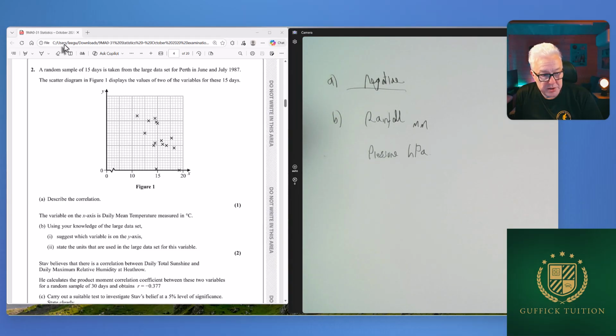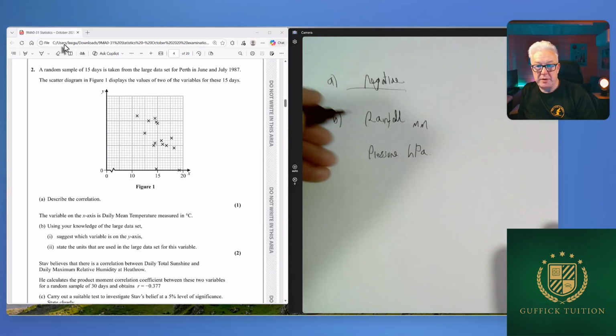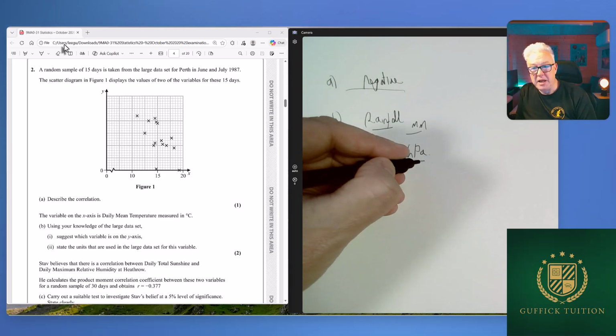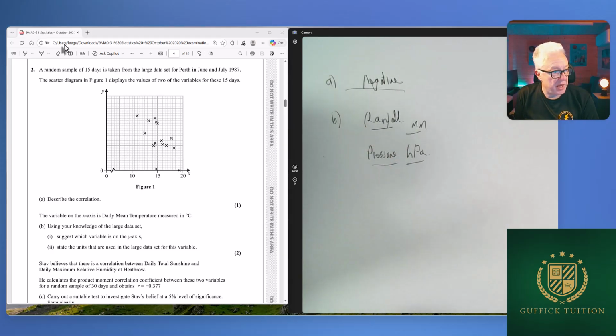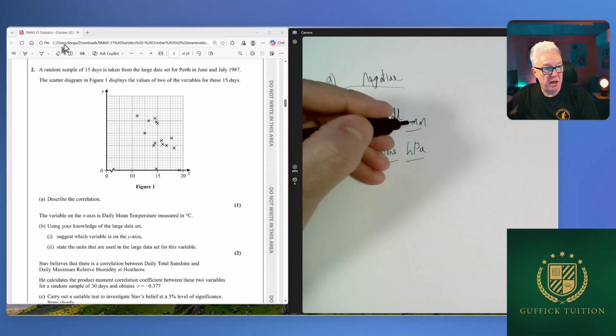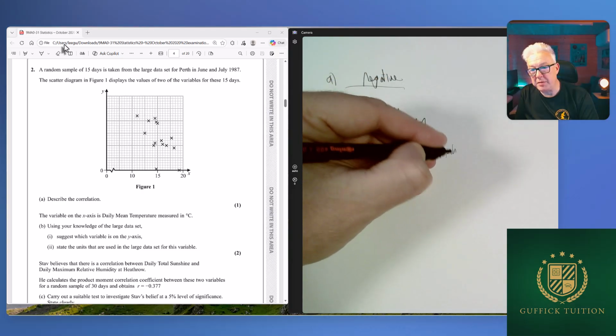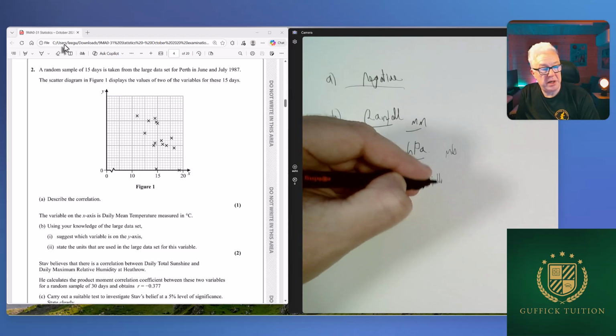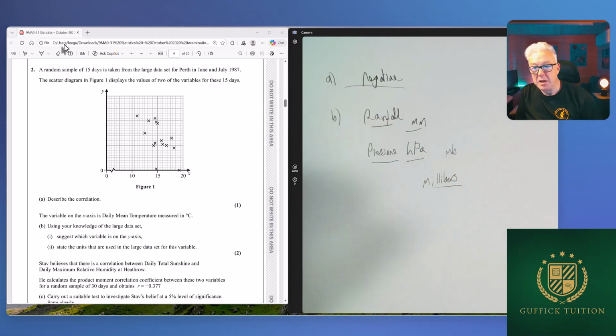Now, part 2, state the units that are used in the large data set for this variable. So it's basically going to be rainfall in millimeters, or pressure in hectopascals. That's an h there. But you don't have to say hectopascals. You could say millibars as well, MB, millibars. Or you could write it out, millibars. Okay, that's that one.